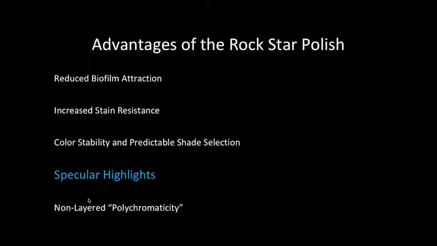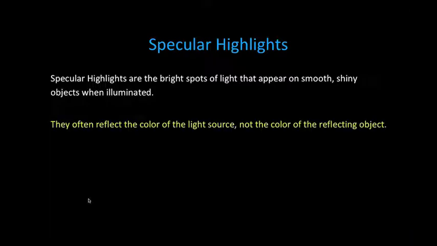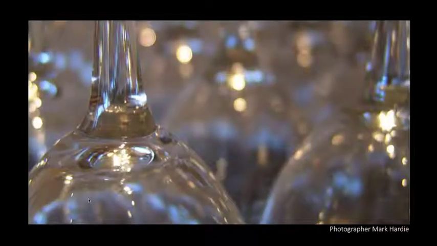So let's move on here with specular highlights. Remember I said they're those little sparkly reflections off of the restoration or the tooth. They're the bright spots of light that appear on a smooth, shiny object when it's illuminated. The thing that's important about that is that they reflect not necessarily the color of the restoration or the object, but the color of the light source. So here you can see some clear glass wine glasses, and the light that's reflected is the warm glow of the overhead light.